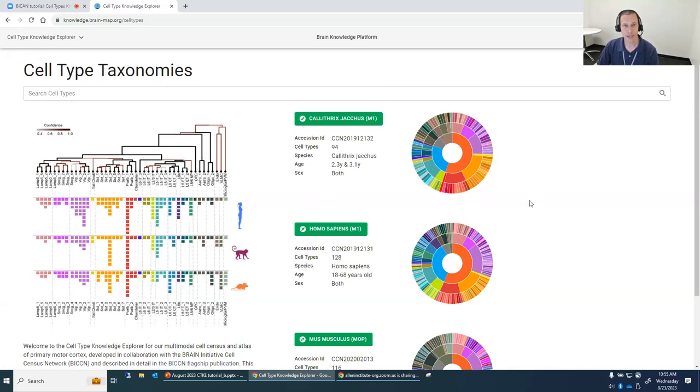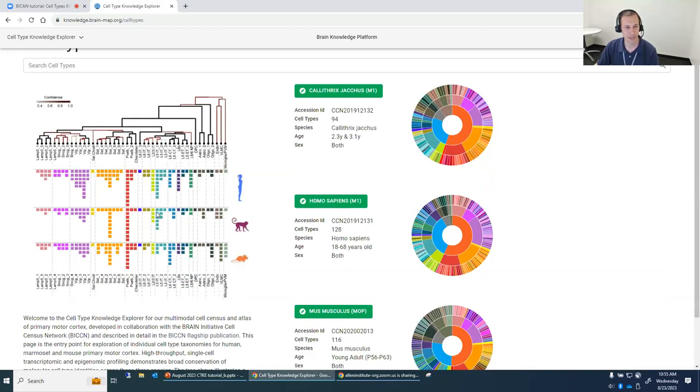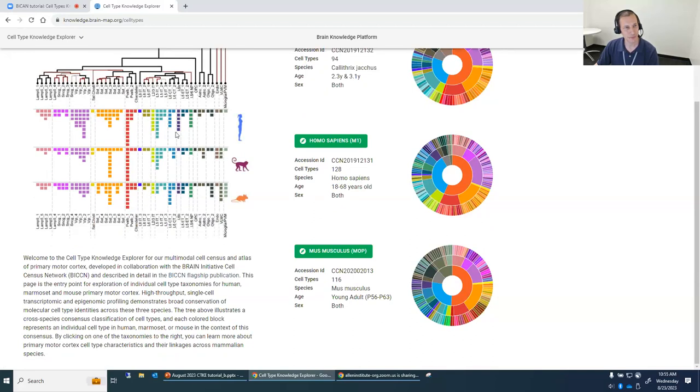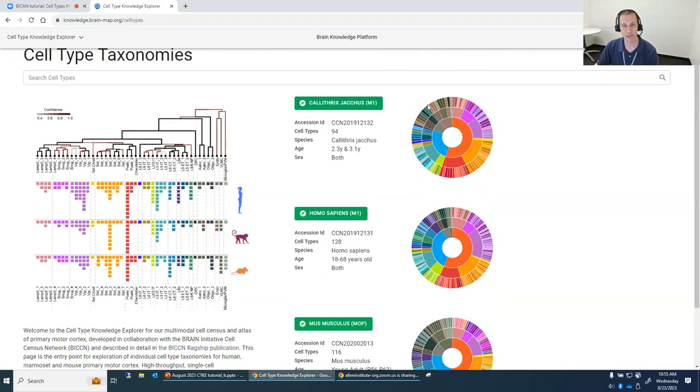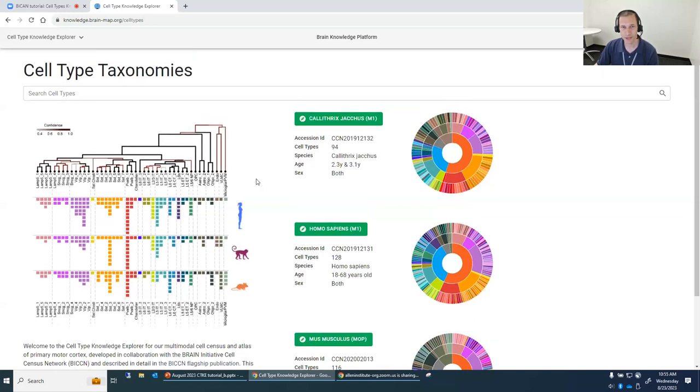Okay, so this is the main page, which shows the different cell type taxonomies that are on the Cell Type Knowledge Explorer. You may recognize this dendrogram from what I showed earlier. It's the 45 or so common cell types between the three species that were identified. Some text below tells you a little bit more about this, as well as the three different taxonomies we have included here.